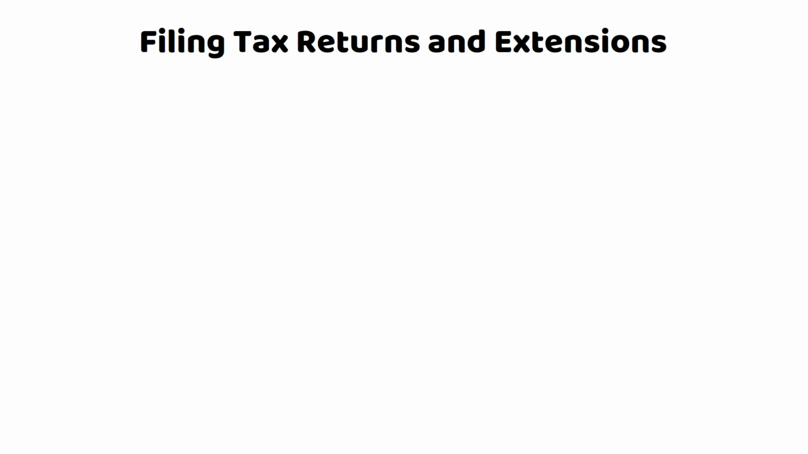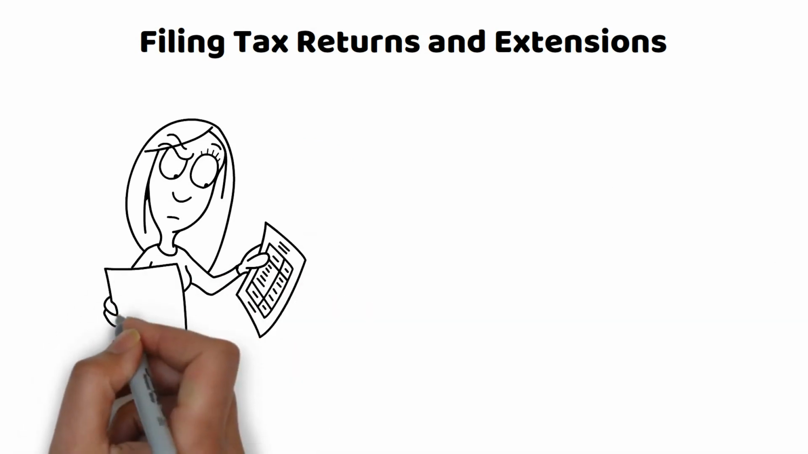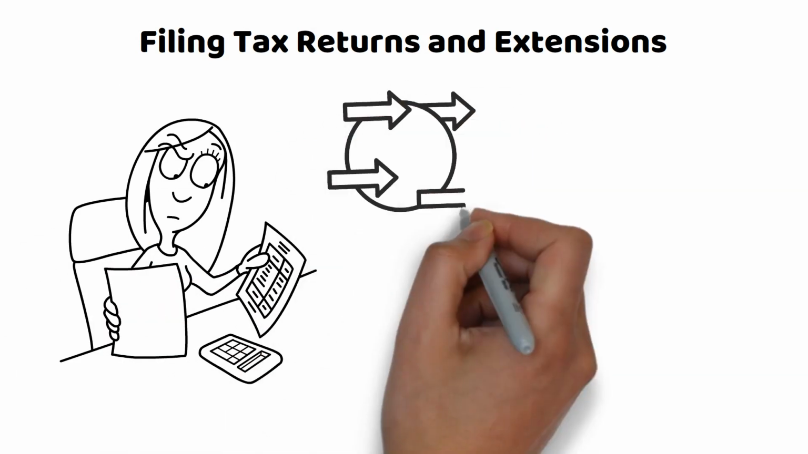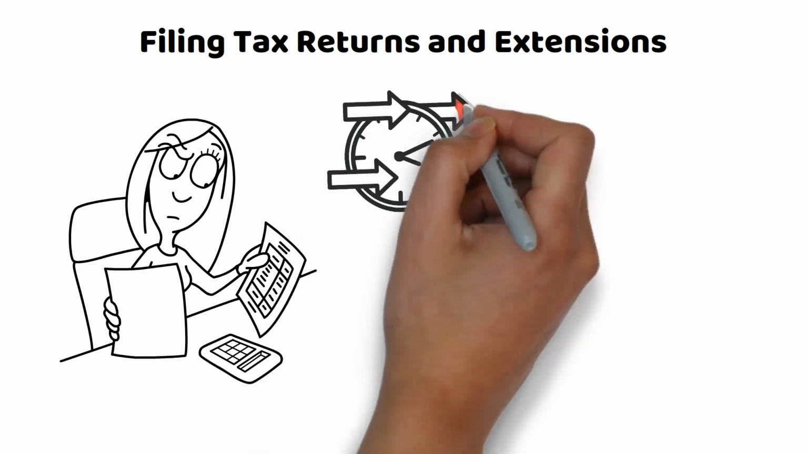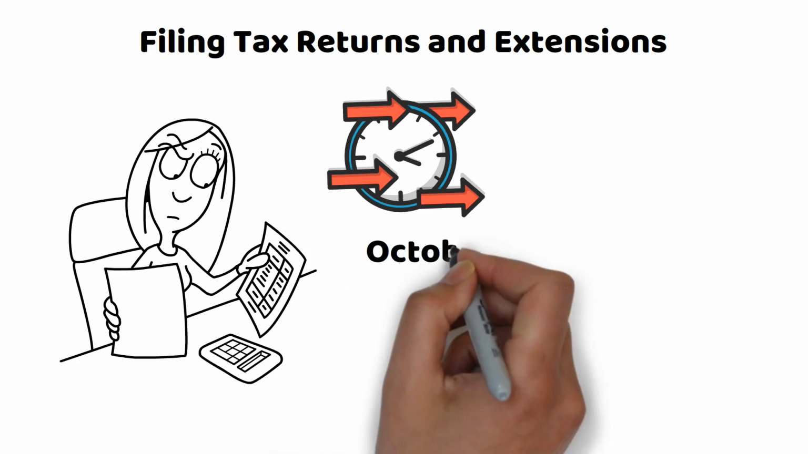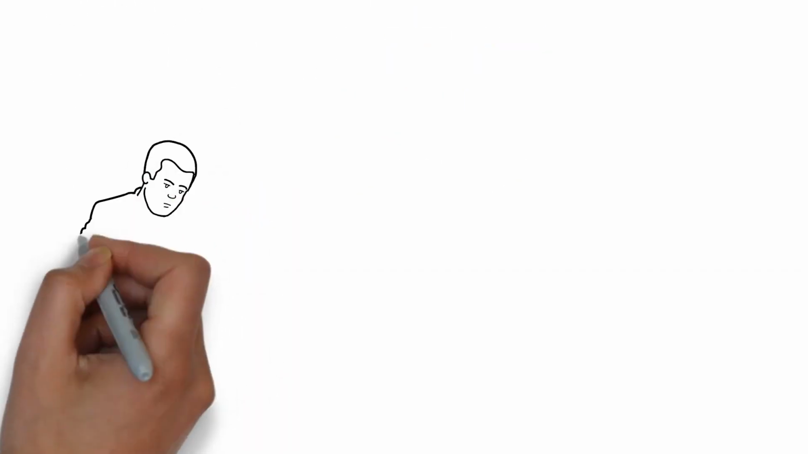Filing tax returns and extensions. Let's say Emily needs more time to file her taxes. She can ask for an extension, which doesn't extend her time to pay any due taxes, but does give her more time to file her return without a penalty. If she files an extension, the latest she can submit her return without a failure to file penalty is typically October 15th. It's like getting extra time for a school project, but still needing to meet the final deadline.